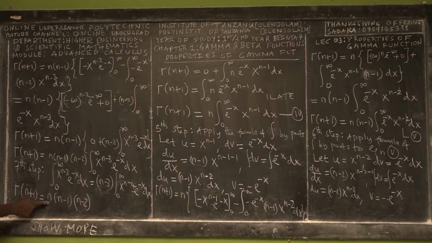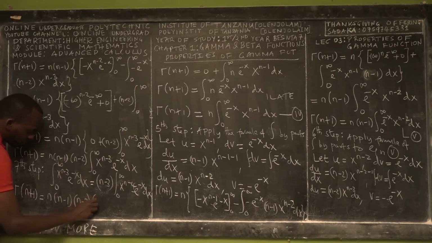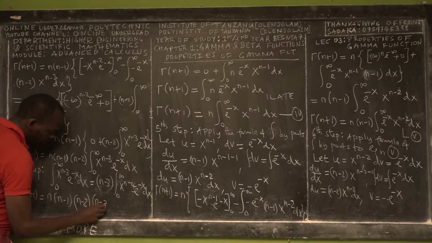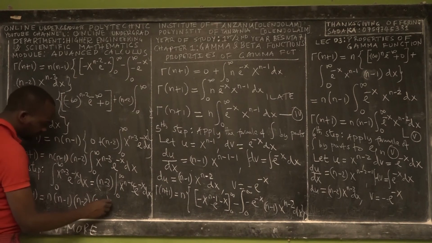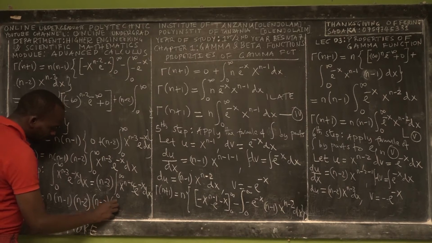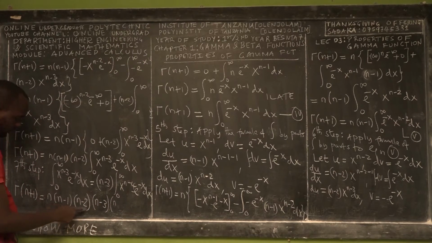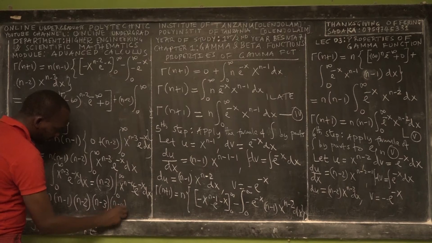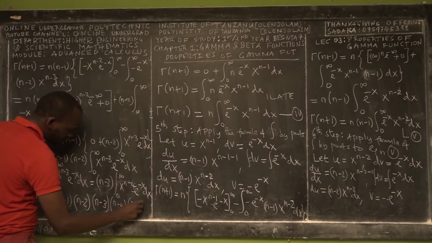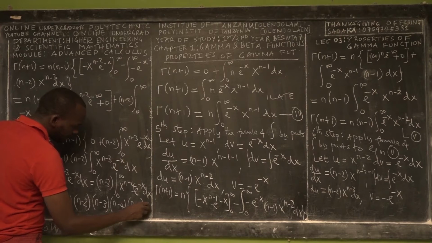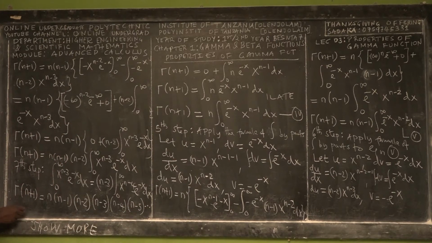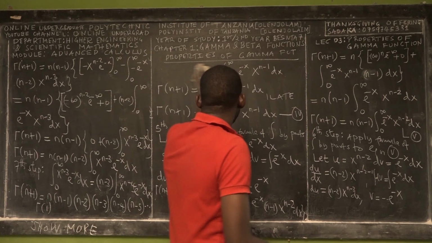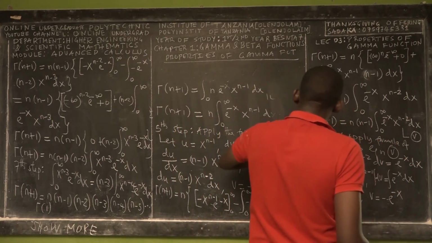So this is for the first integration by parts, second integration by parts, third integration by parts. If you do the first integration by parts, you'll see that you have n minus 3. And then if you do integration by parts again, for the fifth time, you have n minus 4, then n minus 5, etc., up to gamma of 1.